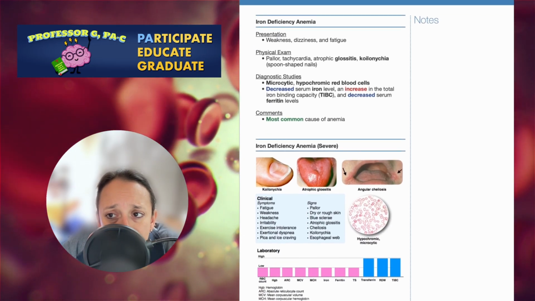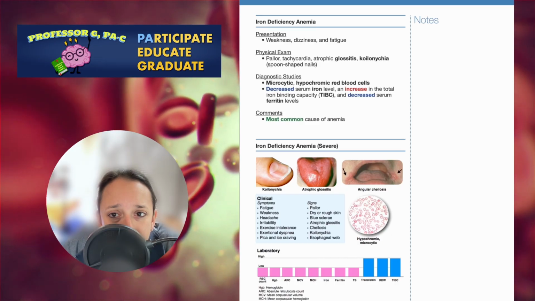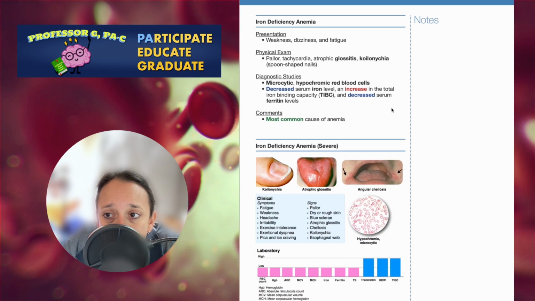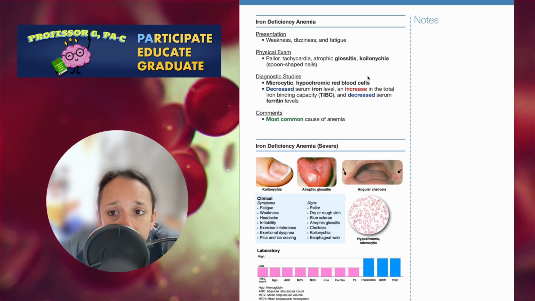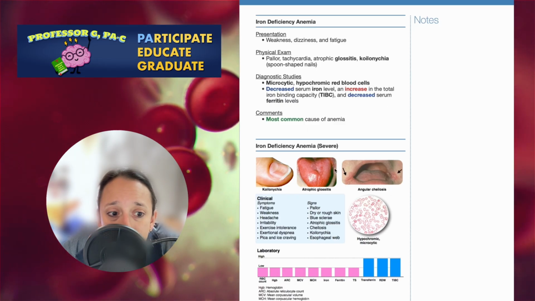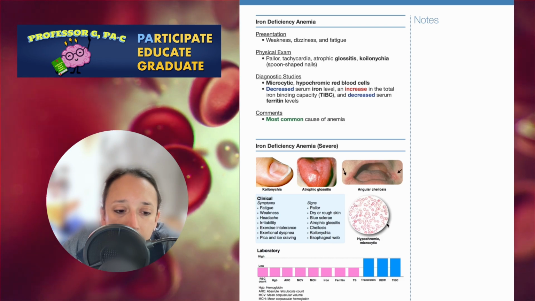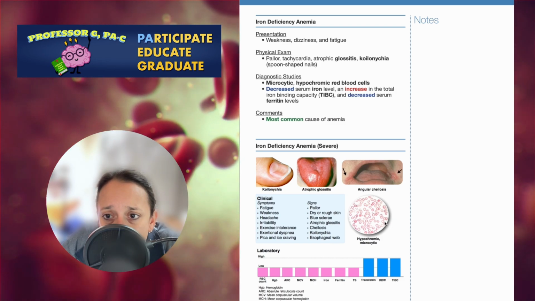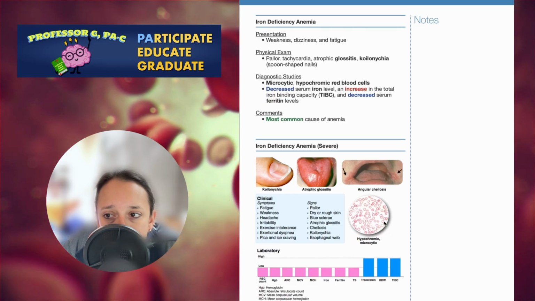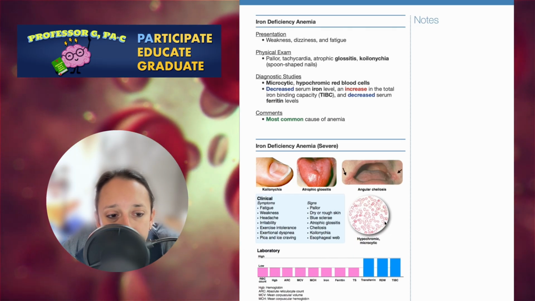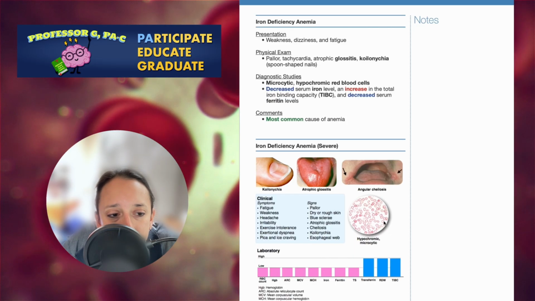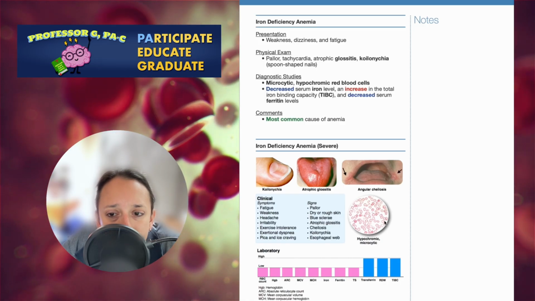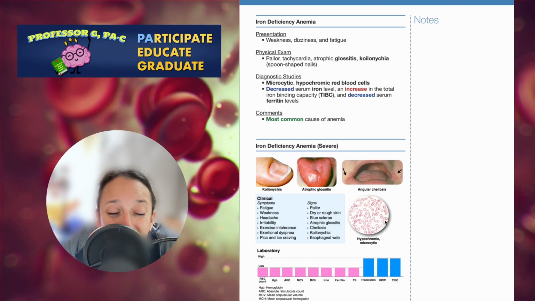So this is definitely the most common cause of anemia worldwide. It results from basically decreased iron stores in the body, which leads to reduced hemoglobin production, smaller and paler red blood cells. So you can see those down here. They're hypochromic and microcytic. The most common cause of this is really chronic blood loss, especially from the GI tract or heavy menstrual bleeding. And other causes can include things like poor dietary intake, malabsorption, or things like after gastric bypass surgery.